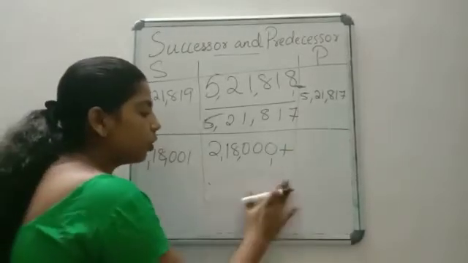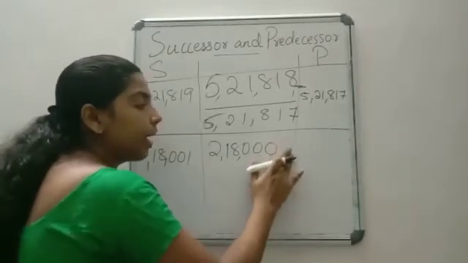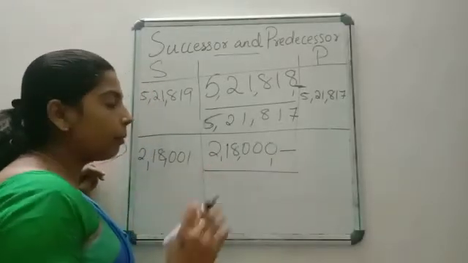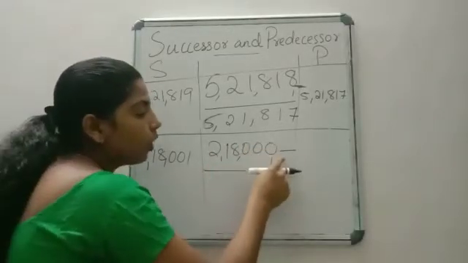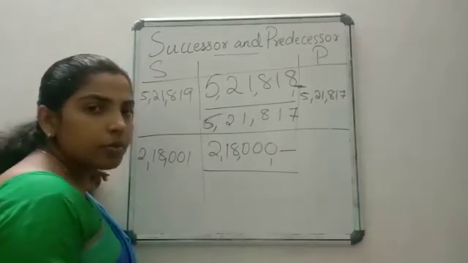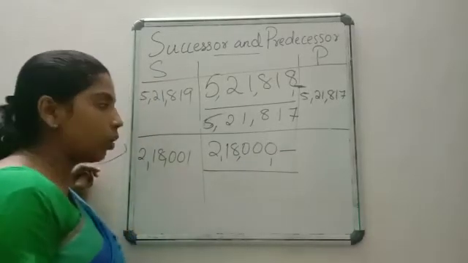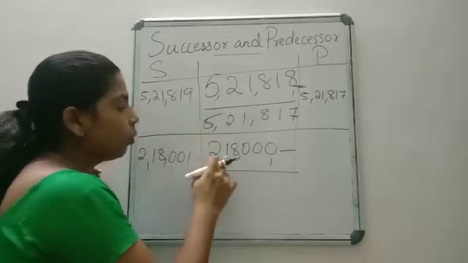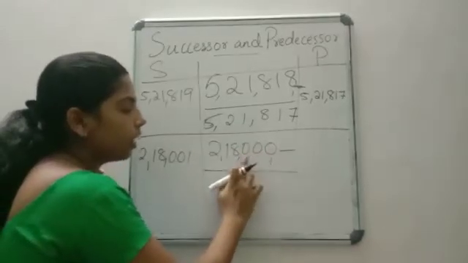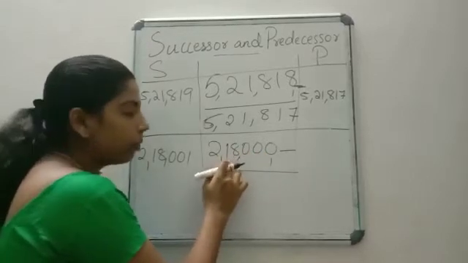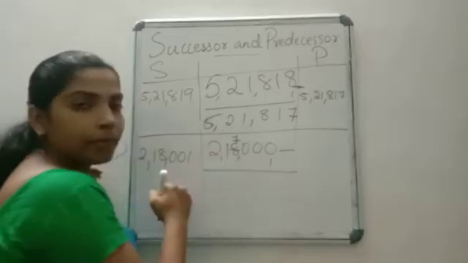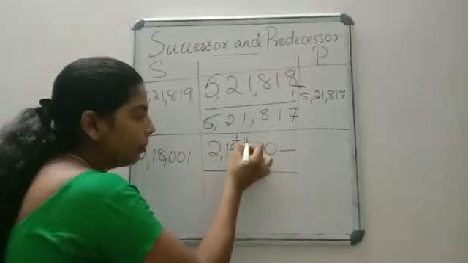Now next we have to find the predecessor. For that what we should do? We have to subtract 1 from this given number. So now I am going to subtract 1. 0 minus 1 is not possible. We cannot subtract 1 from 0. So we have to borrow from the next place where a number can be given. So here no numbers are there, here also no. So we have to start borrowing from here. So when we give 1 to the next place, this 8 will become 7 and this 0 will become 10.